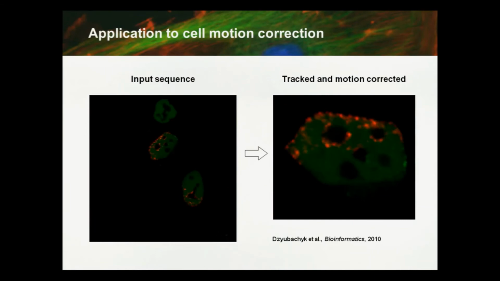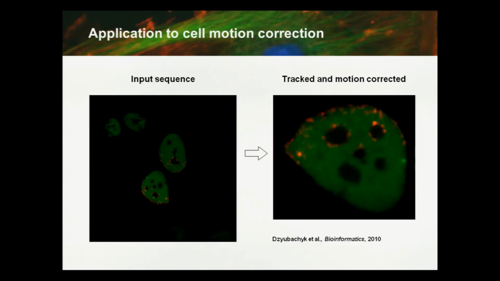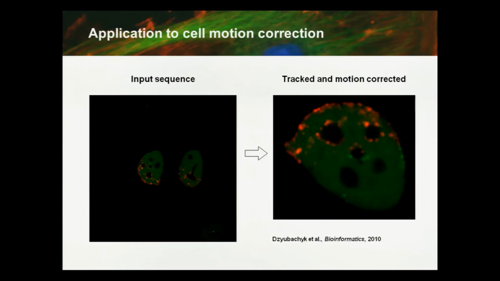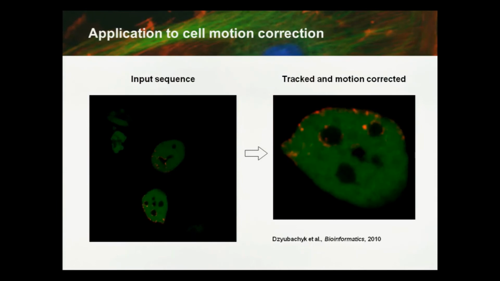And you've seen this one before. This is how we actually did that registration to do motion correction for this particular cell. We just used that algorithm to segment and track each and every cell. And once you've done that, it's very easy to compute for a given cell the transformation from one frame to the next. You can take out any motion component you want and just look at the residue.